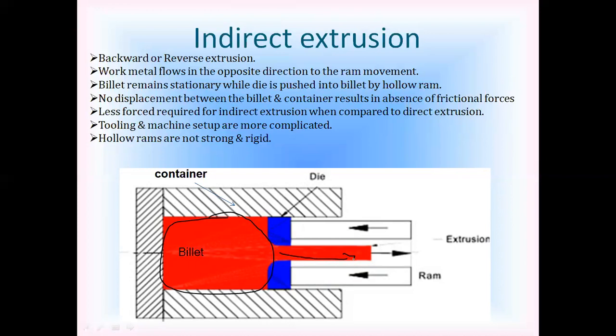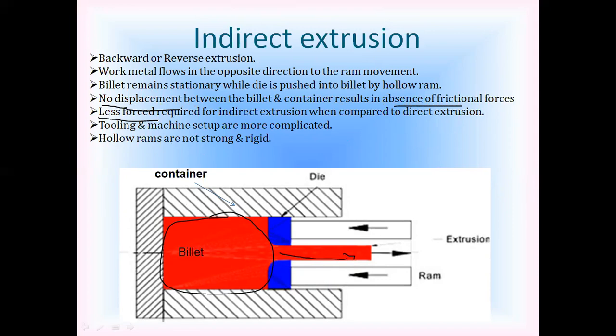So in this case, especially for indirect extrusion, the billet and the container are not moving anywhere, which means there is no displacement between the billet and the container, which means there is no friction. If there is no friction, then the force required for the extrusion is also very, very less. That is the reason I have written here: there is no displacement between the billet and the container, which means there is an absence of frictional forces, automatically reducing the force required for the extrusion process.